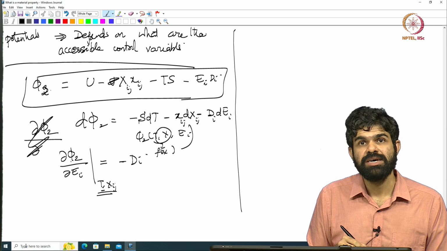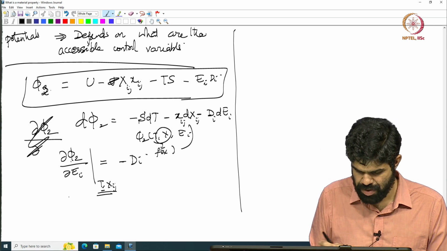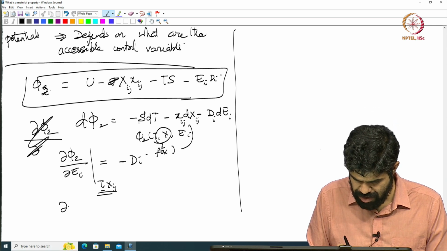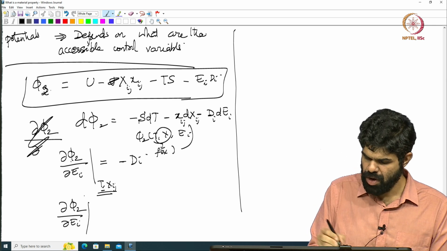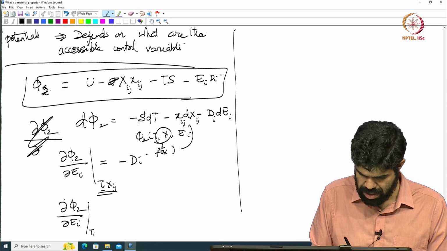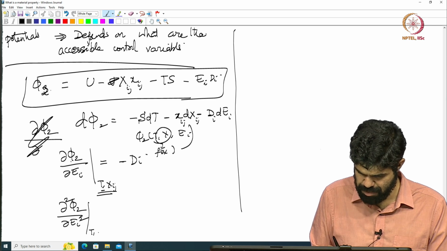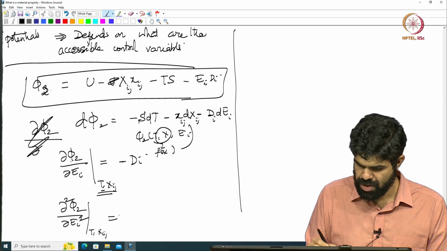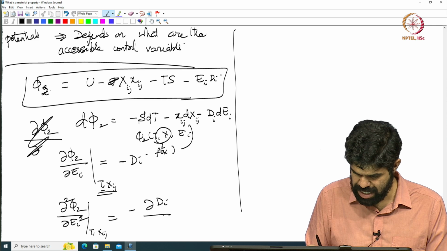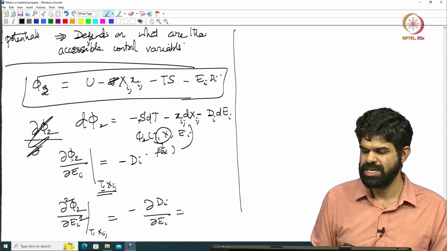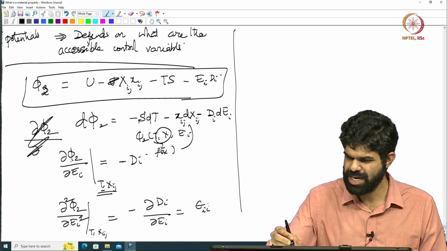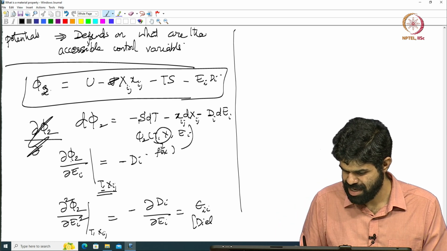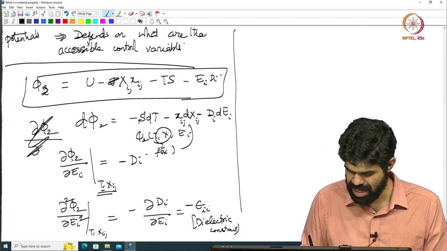Then let me take the second derivative, right. So, the second derivative of phi 2 again with respect to Ei, keeping temperature and stress xij constant. So, that will be minus dDi by dEi, and what is that? That is my epsilon ii, or that is my dielectric constant, right. Or minus the dielectric constant.